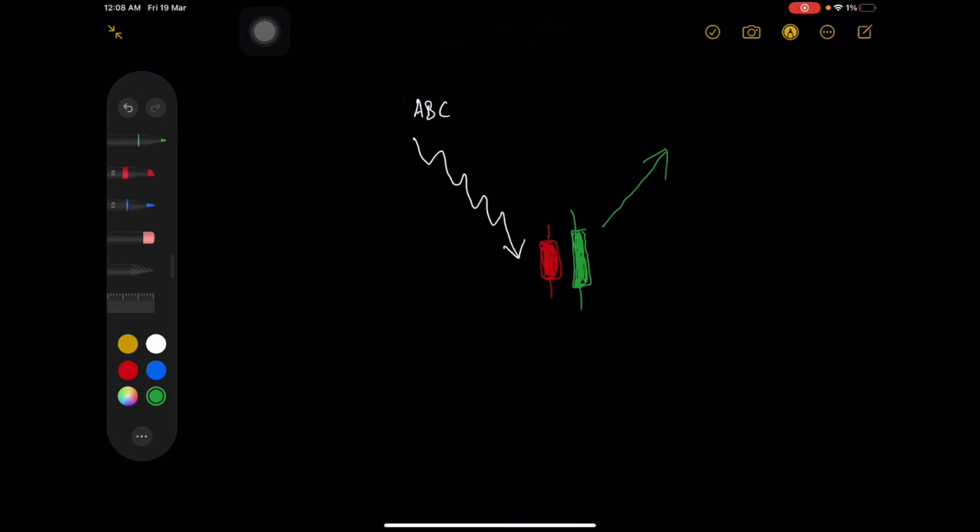The psychology behind this pattern is that the bears had been able to control the stock lately, but during the formation of this green candle, a sudden buying interest emerged in the market for this particular stock, and the bulls were able to bring the price from this point to this point, right? The stock closed at this very point, higher than the last opening as well as closing points, right? So it's very important, and this pattern generally works as well.